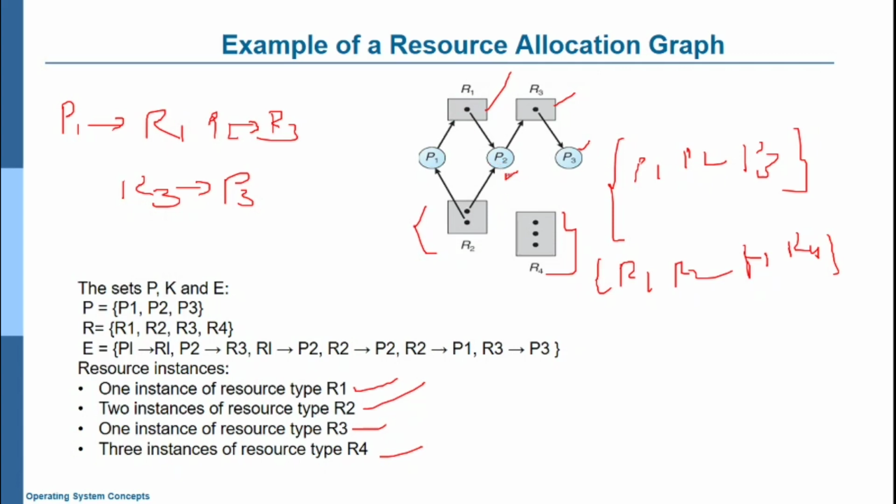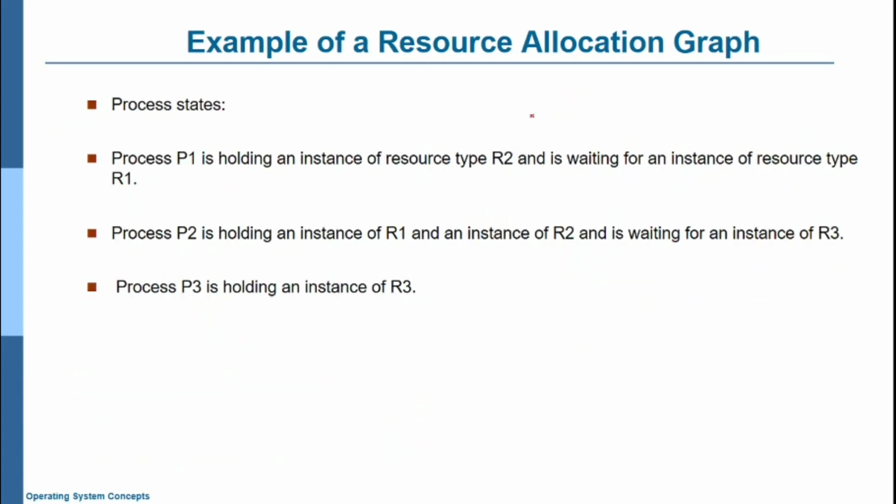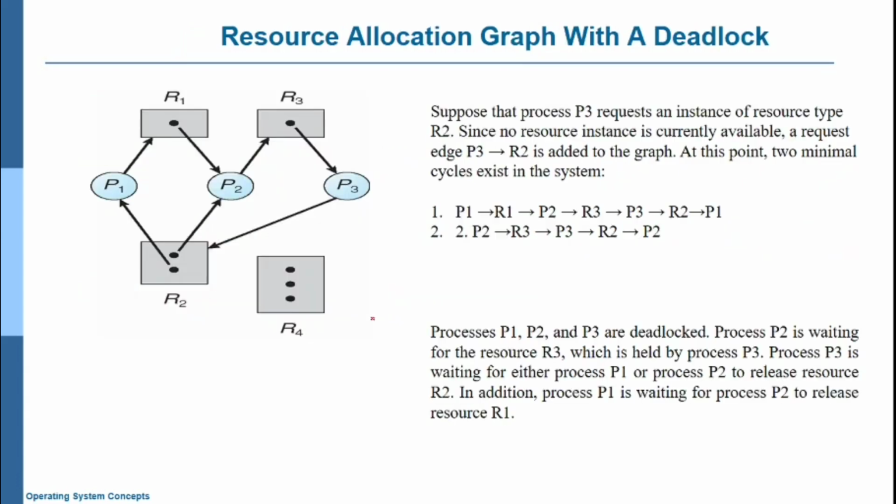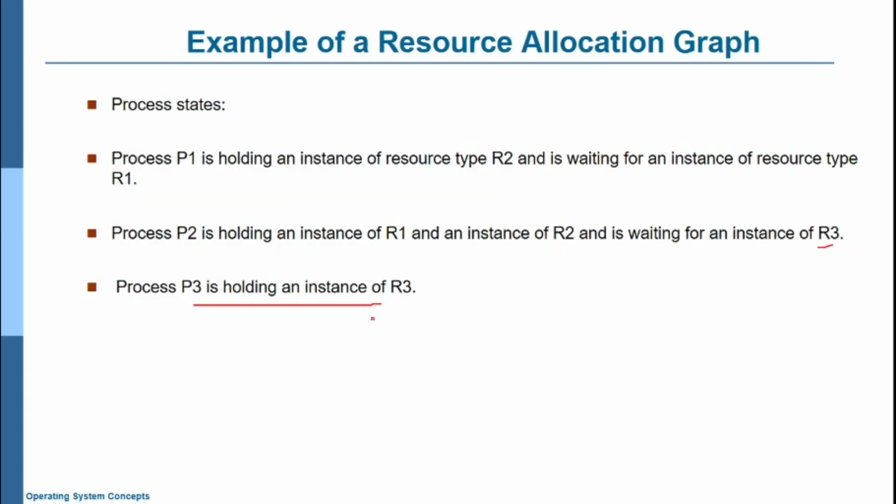P2 cannot release it before the completion of P3, and only then can you make use of these resources. Process P2 is holding an instance of R1 and an instance of R2 and is waiting for an instance of R3. Process P3 is holding the instance of R3, because only one instance is there. By this we'll complete this online video session, ending this resource allocation graph.